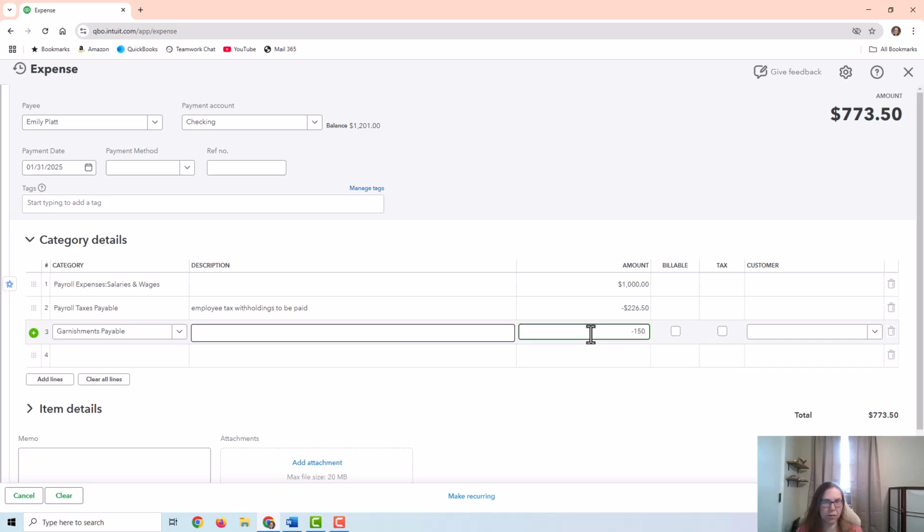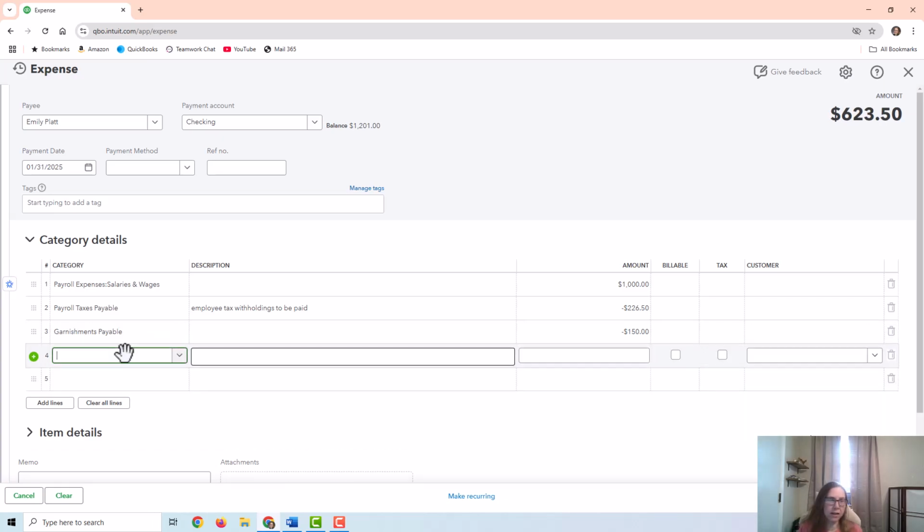That is also going to be deducted from the employee's paycheck, and I'm putting it into the garnishments payable account to show, first of all, it's being subtracted because it's being deducted from this employee's paycheck. Second of all, it is a payable to the business because they will need to make sure they send that $150 wherever it needs to go.